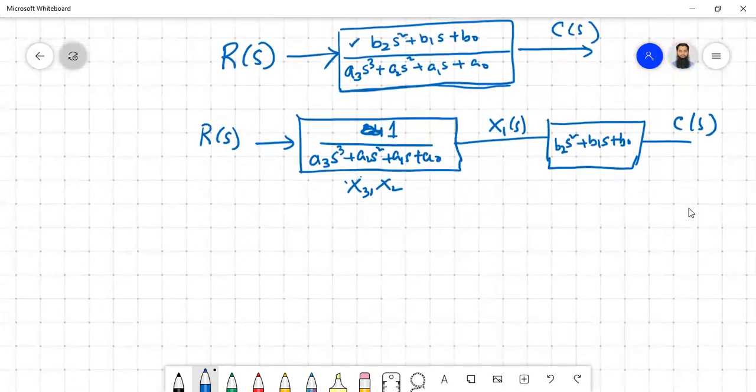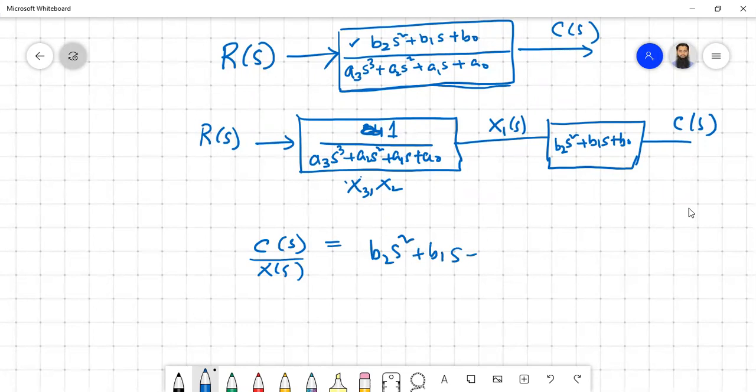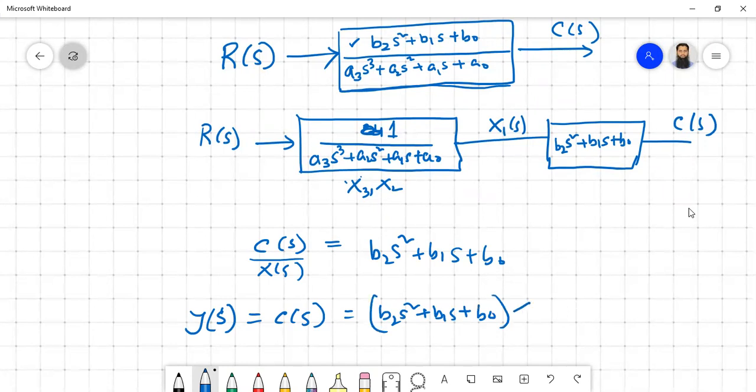Okay, so we can easily say that C(s)/X(s) is equal to b2 s squared plus b1 s plus b0. So basically the output, which is eventually Y(s) as well, is b2 s squared plus b1 s plus b0 times X(s).